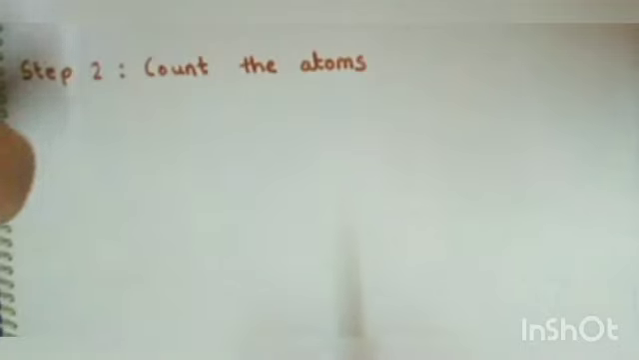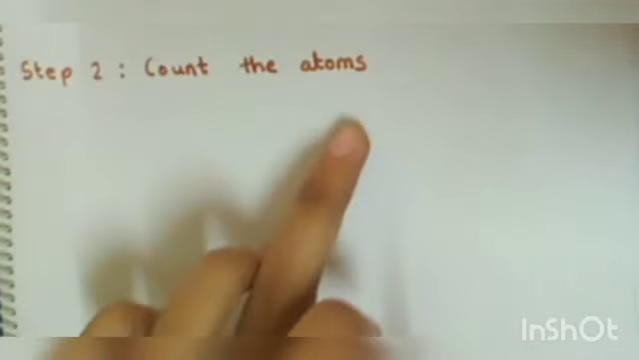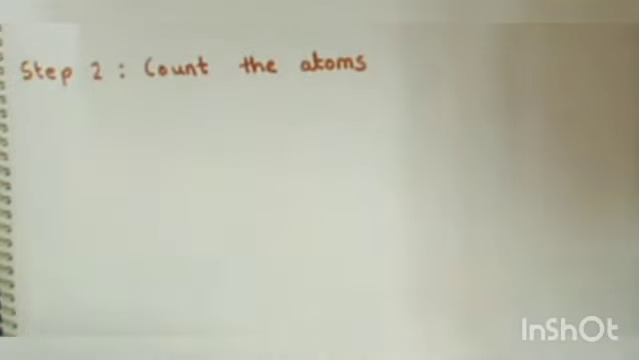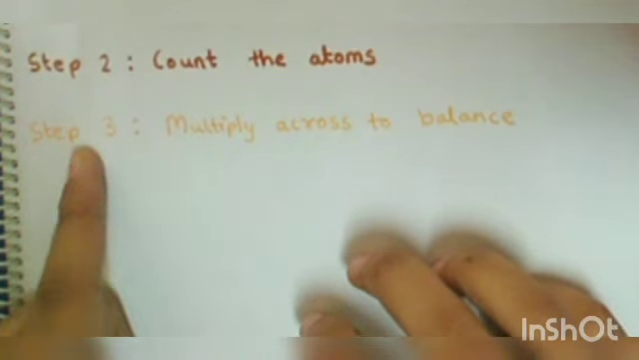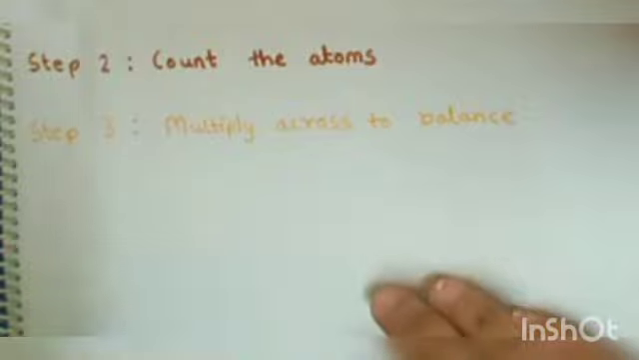So always count the atoms, because sometimes before counting the atoms we start balancing the reaction, and what if the reaction was already balanced, right? So that mistake occurs. So always count the number of atoms before balancing, because it can be that the reaction is already balanced. Now in this reaction it is not balanced. So step 2, count the atoms. Now let's see step 3. Step 3 says multiply across to balance.